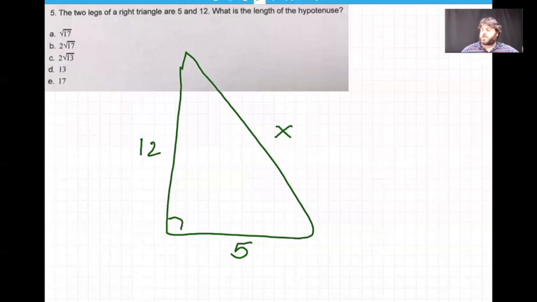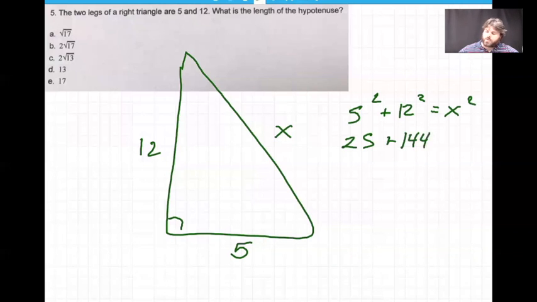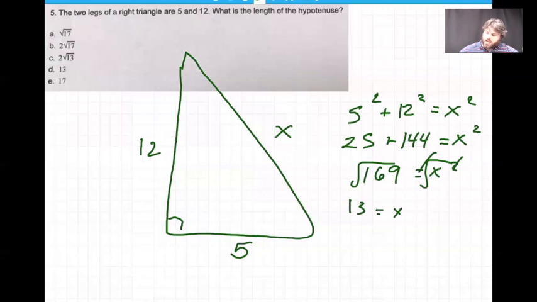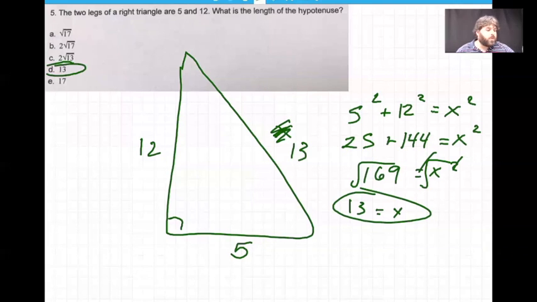Well, let's pretend we don't. We would use the Pythagorean theorem where a squared plus b squared equals c squared. 5 squared is 25. 144 is what 12 squared is. That gives us x squared. 169 is x squared. We square root both sides. If I get my calculator out, I realize that the square root of 169 is 13. So this side has to be 13. Answer choice D. But really, the point is that you should be able to remember 5, 12, 13. Any multiple of 5, 12, 13 is a right triangle. So since we knew it was a right triangle, we should have been able to get that without too much work.